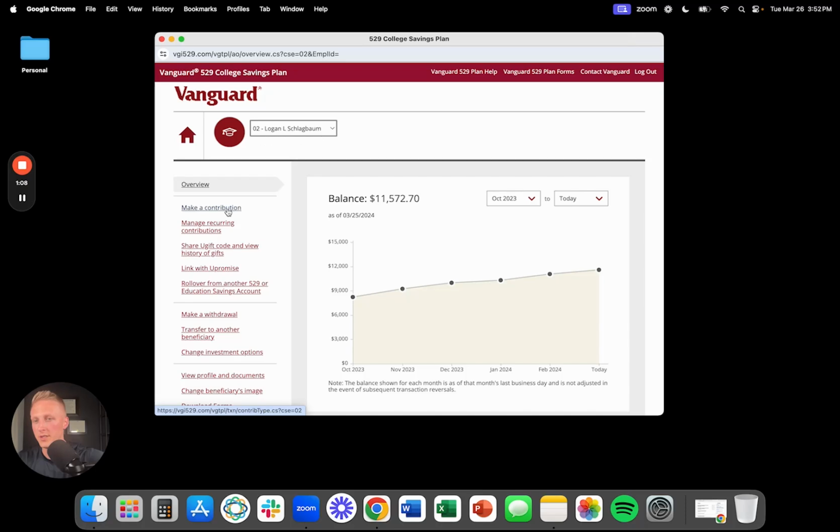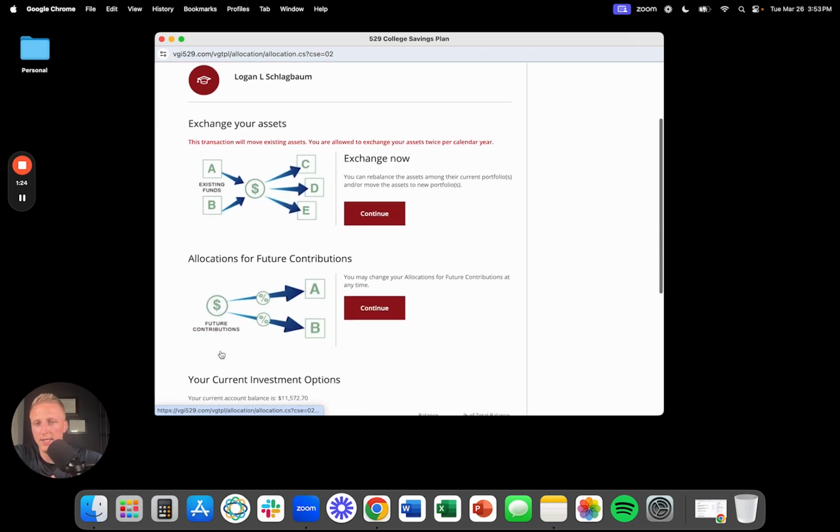So this is Logan's. The first thing you're going to do is you can see, you can change investment options over here. When I had mine initially, by the way, it was in my name. I did transfer to another beneficiary, and that's how I transferred it. So this is a step-by-step of how I would have done that. Let's go to change investment options, and we see these two options right here.